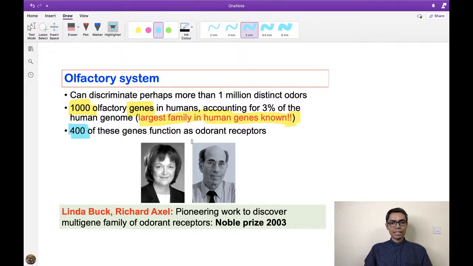The discovery of the olfactory receptor gene family was made by two scientists, Linda Buck and Richard Axel, and because of this discovery they were awarded the Nobel Prize in Physiology and Medicine in 2003. This is one of the important pieces of information you must remember.